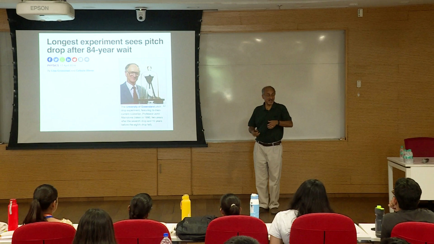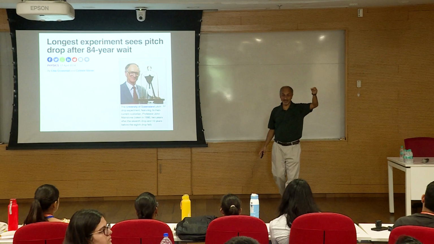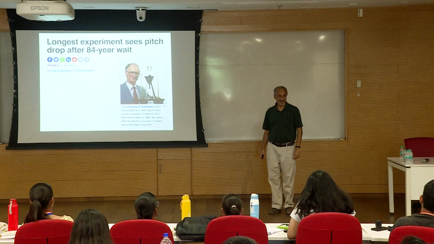We said glaciers were flowing at the rate of a few centimeters per year. Here's something that could potentially be even slower than that. For a single drop to fall, it takes somewhere around 10 years. And you can imagine that this is an experiment that takes a long time. The person who started it is not the person who's currently doing it, because he retired, he went somewhere else, and someone else had to take the job.